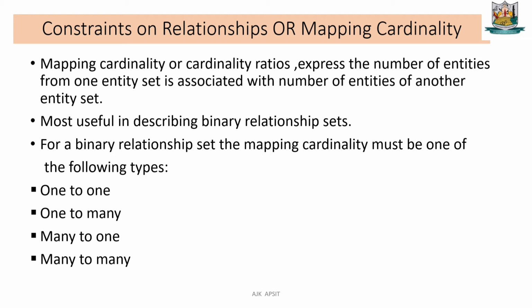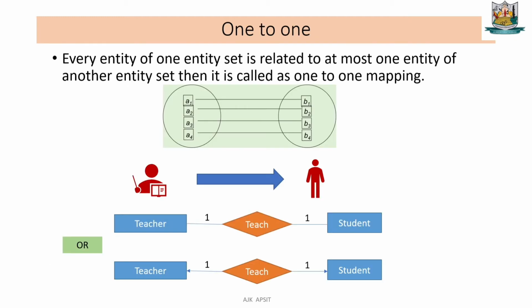It means the number of entities from one entity set is associated with the number of entities of another entity set. Generally it is represented in binary relationships mostly. We have one to one, one to many, many to one, and many to many cardinalities. So let's understand one by one. First, one to one cardinality.